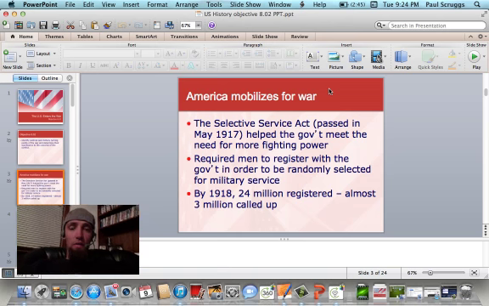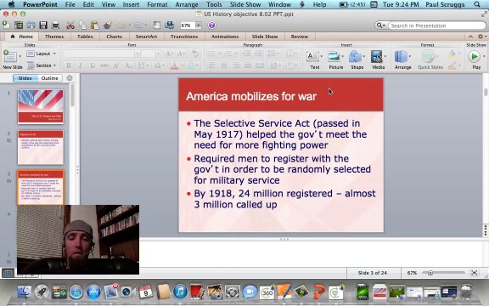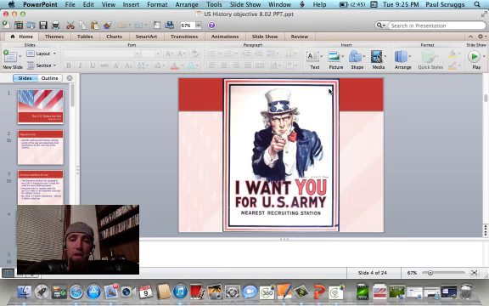Nowadays, most of the time it's done online. You can pick up the little flyers at the post office, and that puts your name in the lottery for the draft. It doesn't mean you're going to get drafted. We haven't had a draft since the Vietnam War. But if you look down there in the third bullet point, by 1918 we had 3 million called up out of 24 million who were registered for the draft.